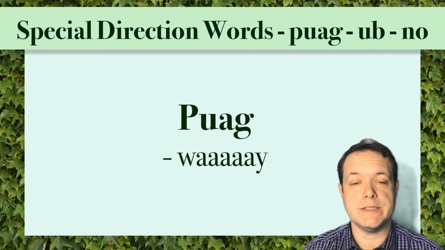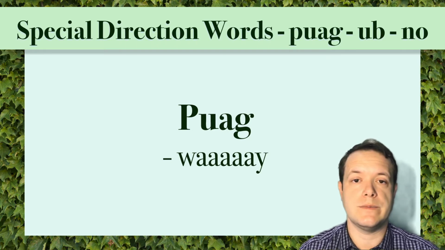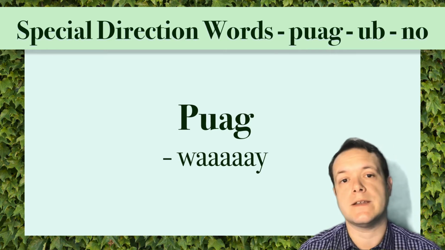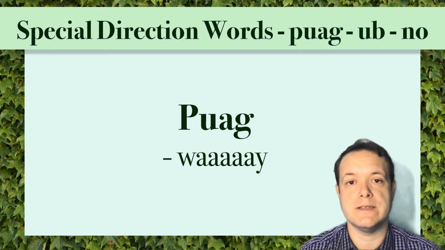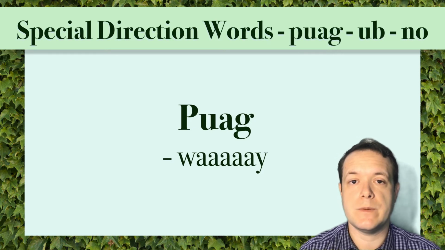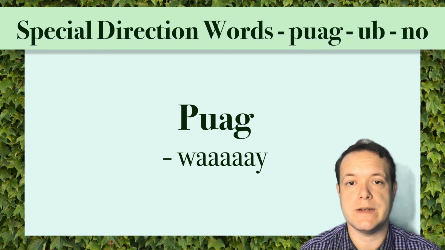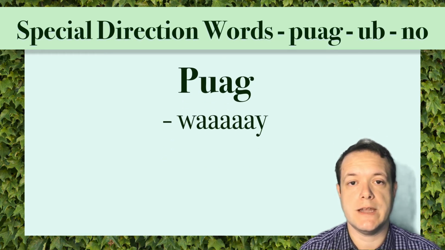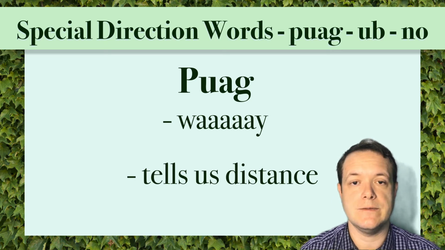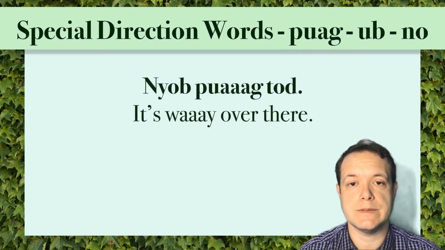Puag. That's P-U-A-G. It has a meaning similar to the English word way when we say something like way over there, way up there. In fact, the word pua is even stretched out in the same way when it's said. Now, pua is a word that needs to be used with another direction word to help us see not the location and not the direction, but the distance of that direction word. It can help us to understand distance both in space and in time. So here's a few examples.